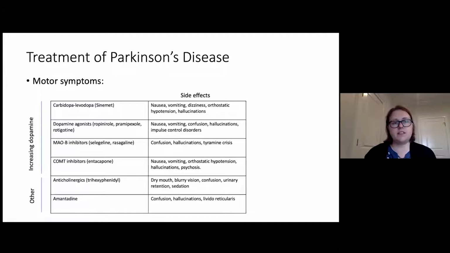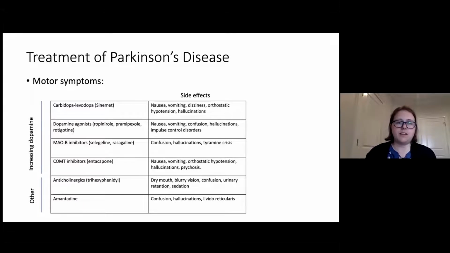So to briefly discuss the treatment of Parkinson's disease, the treatment for the motor symptoms of the disease mostly relies on therapies that increase dopamine. Parkinson's is fundamentally a disease of dopamine deficiency, so many of our therapies are involved in giving that back. There's also a couple of other therapies listed at the bottom of this chart, which include the anticholinergics or amantadine. And I just wanted to highlight a few clinical pearls for you here.